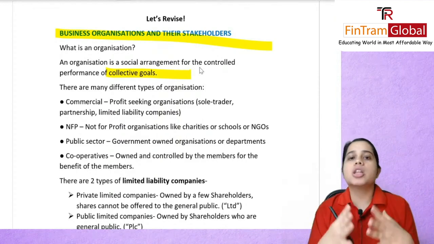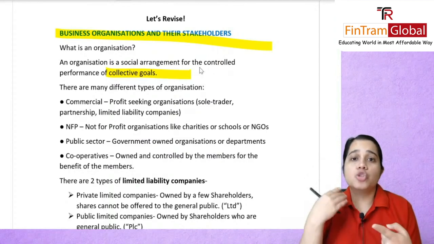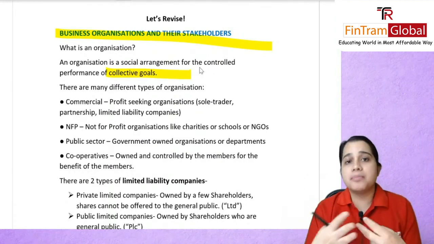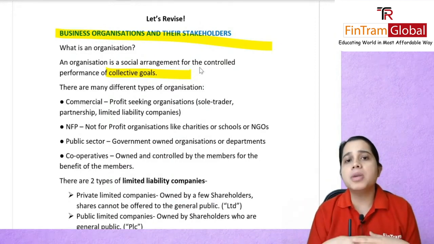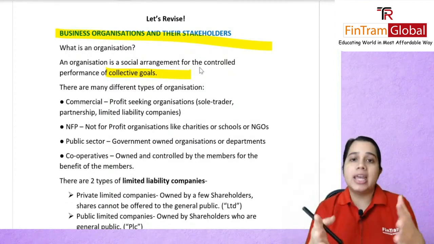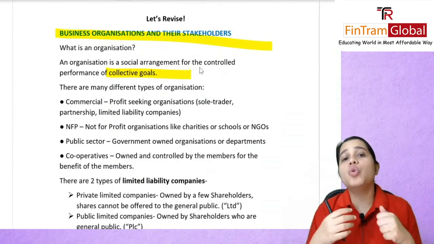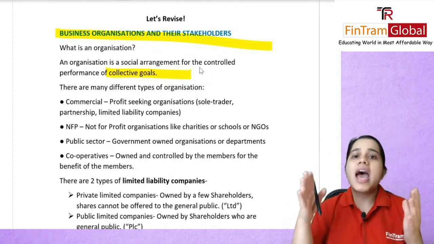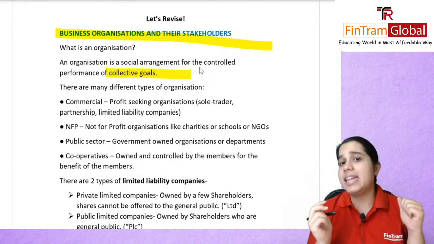So as such, in an organization, you will have some goals, right? You could have a goal as such to increase or maximize your profit, or it could be that you want to give something to the society. If you are working for the society, profit could not be maybe your ultimate motive. So whatever is your goal, in an organization, you will have these collective goals, and you will be controlling the performance of these employees who are working towards achieving these goals. And all of these employees are in a social arrangement, like you will have hierarchies and levels.